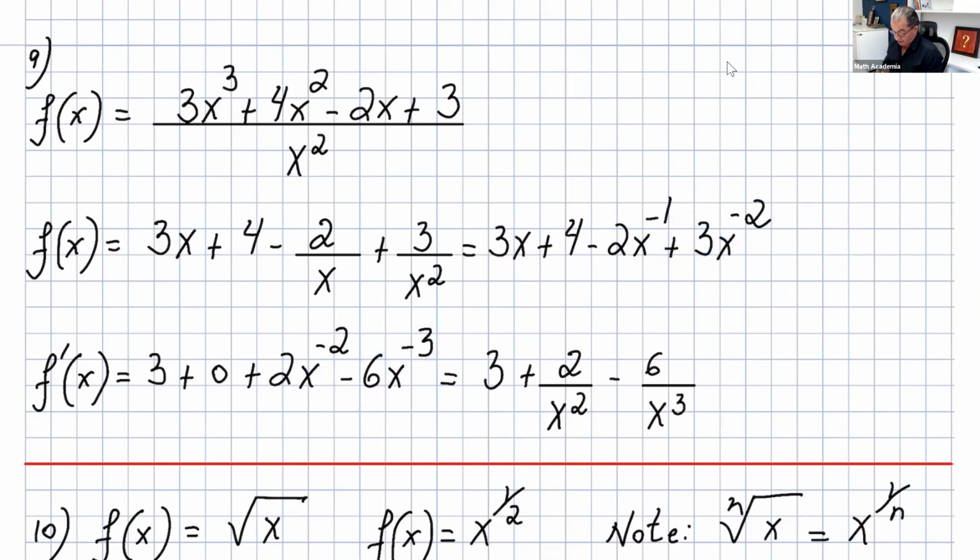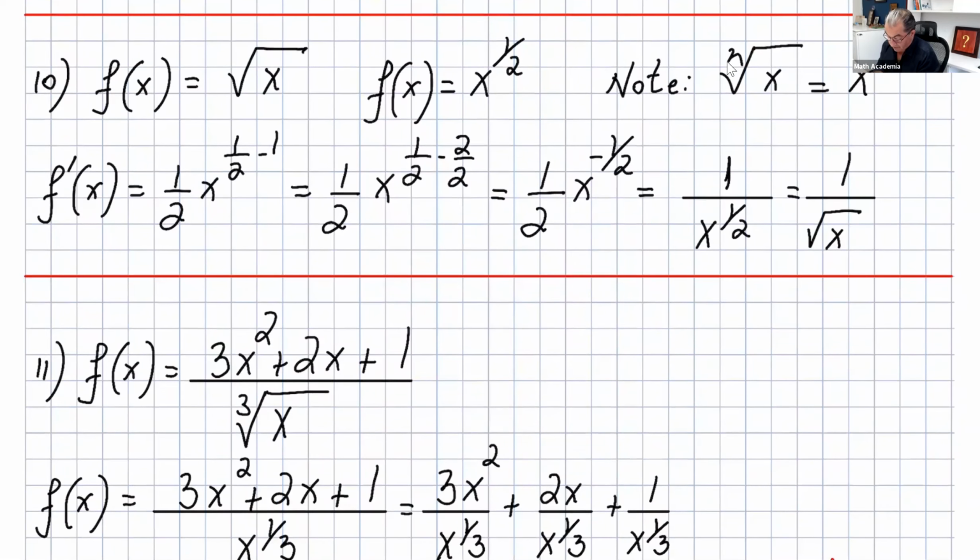One more time, do not keep the negative exponent, change them back to positive exponents. So 3 is right here, 0, you don't have to write it. 2x to the power of negative 2 is the same as 2 over x squared, and negative 6 times x to the power of negative 3 is the same thing as negative 6 over x cubed.